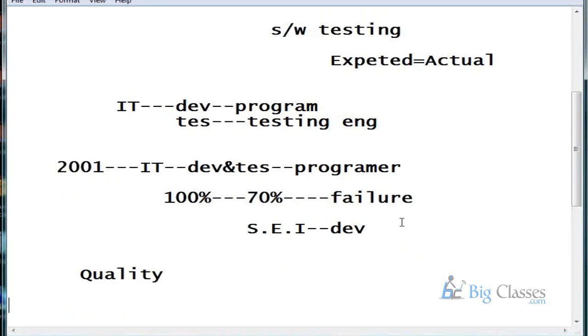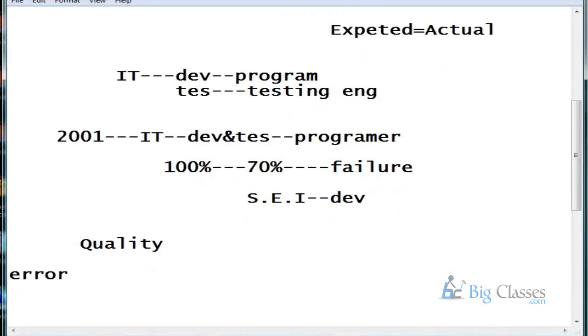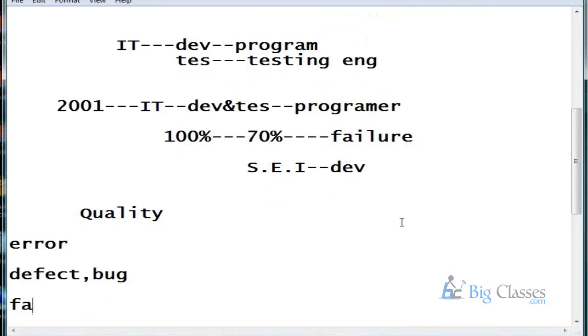Okay. Now we have to know the differences between error, defect, bug, and failure. What is the difference between these words? Error, defect, bug, or failure. Any idea on this one? You need the definitions for error, defect, bug, and failure. What is the difference I am asking?